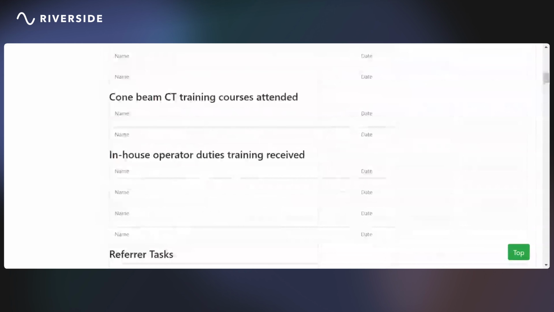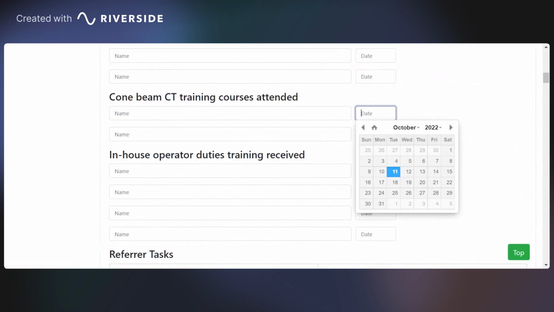The cone beam CT, where practices have cone beam CT or 3D imaging. Courses that have been attended can again be entered in the boxes provided, and also the date.